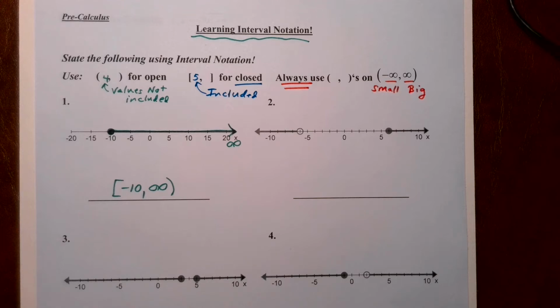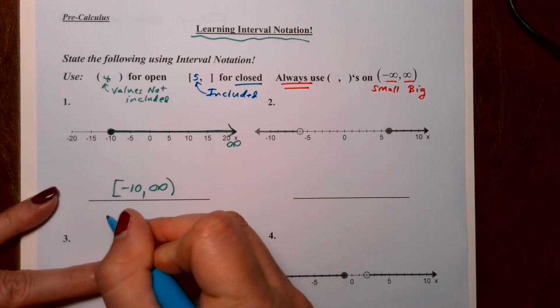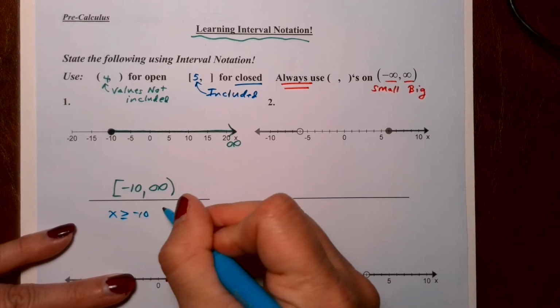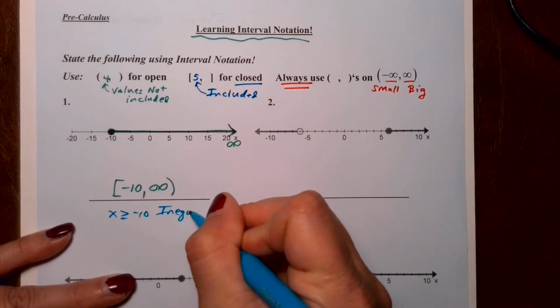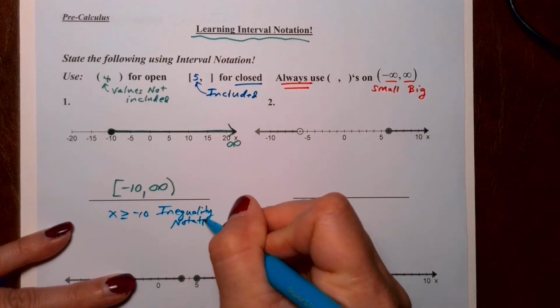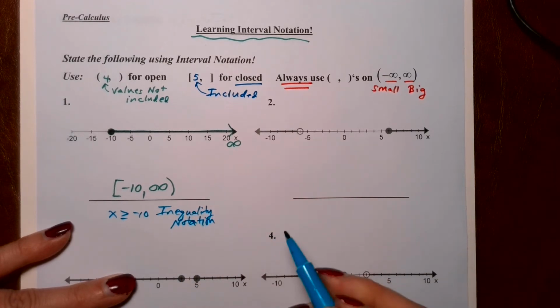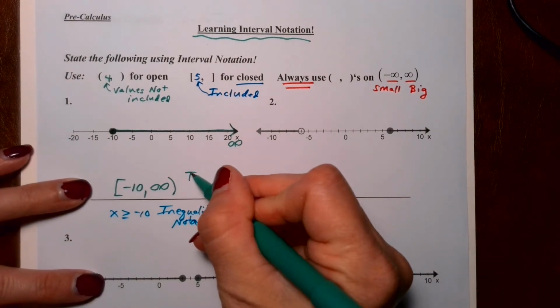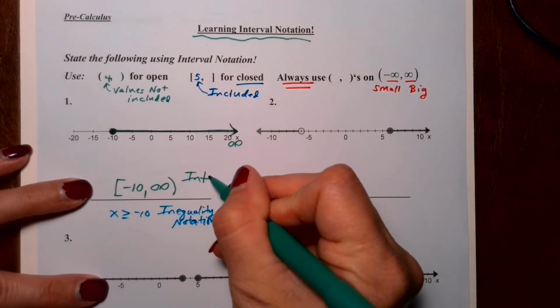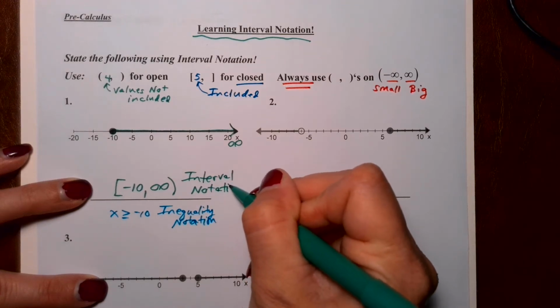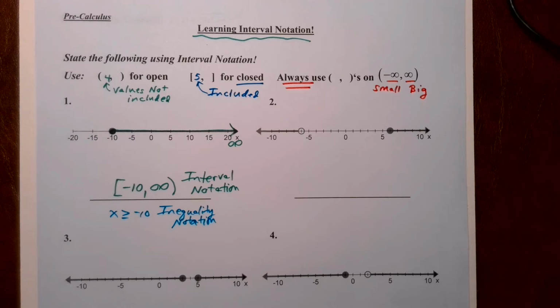Just to explain what we're doing here: if I were to say x is greater than or equal to negative 10, this would be inequality notation. But what we're going to start doing in pre-calculus is using interval notation. So if the directions say write your answer in interval notation, that's what they're talking about, the brackets and parentheses.